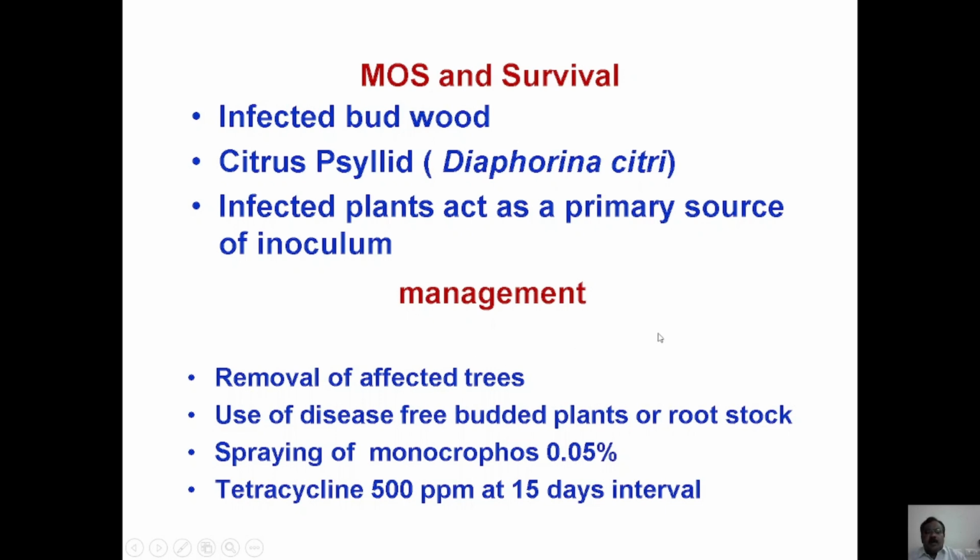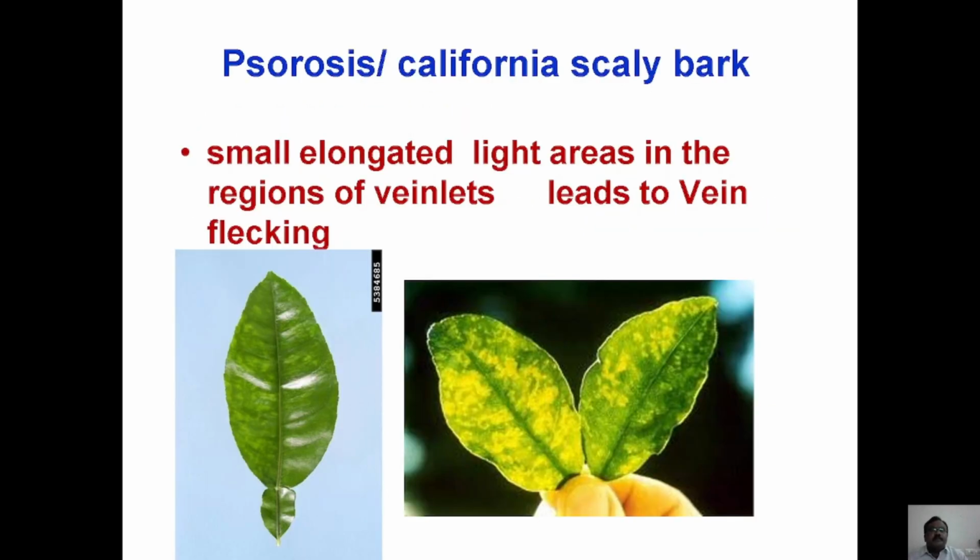So remove the affected portions, use disease-free buds collected from a disease-free area, or disease-free resistant rootstocks can be used for developing the seedlings. In case of severe infection, you can apply monocrotophos at the rate of 0.05% to control the insect vector. Application of tetracycline at the rate of 500 ppm at 15 days interval will be helpful in remission of the symptoms, but the symptoms will occur at a later stage. This is not a permanent control measure.